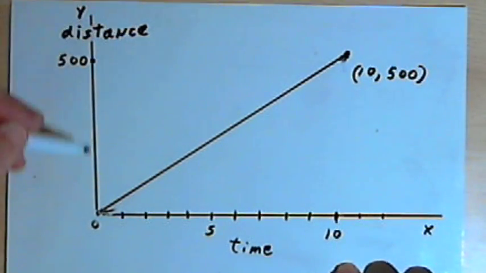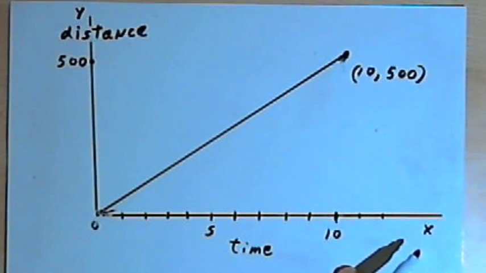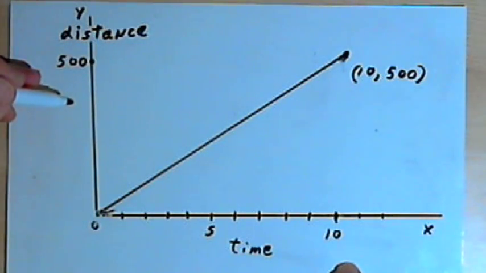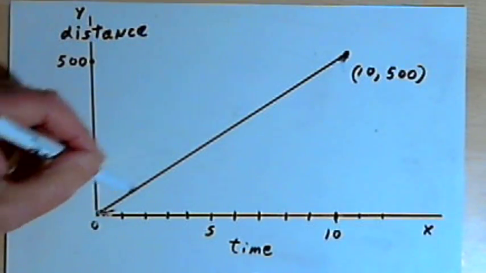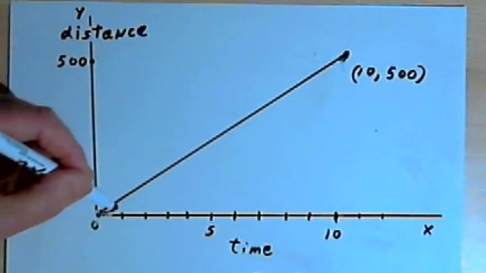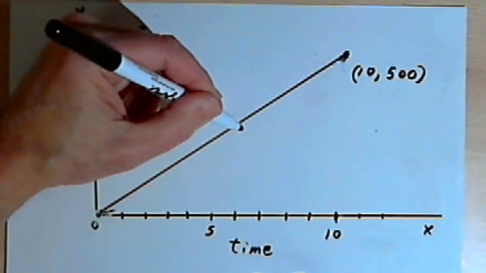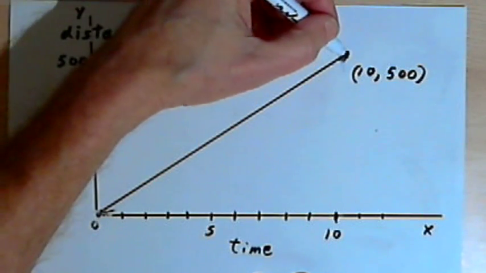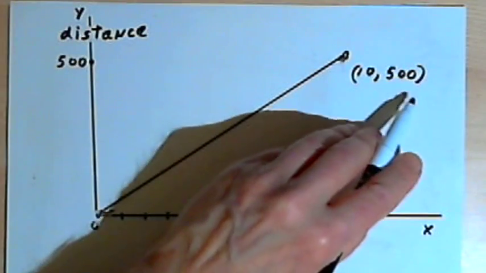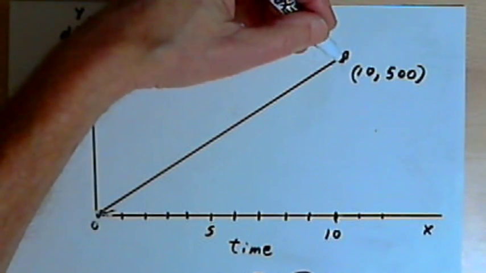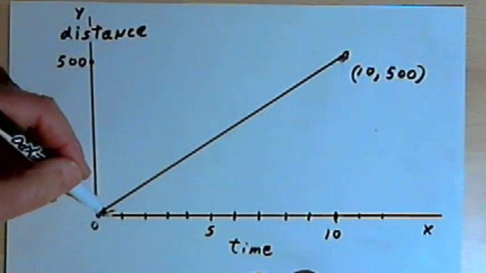Let's say I've got a graph, and I'm graphing on the x-axis time in hours, and on the y-axis I'm graphing distance in miles. And so I might have this graph and show what happens when a car moves at a constant rate. Let's say it's always going 50 miles an hour. So after 10 hours, that car has gone 500 miles. Okay, its rate of change is constant, so it's always going that 50 miles an hour.